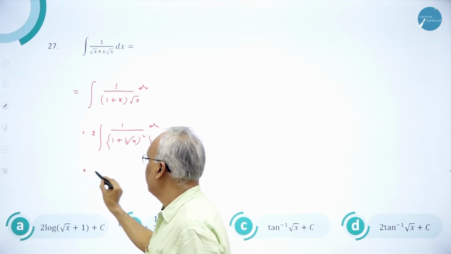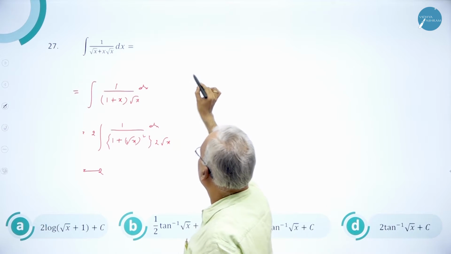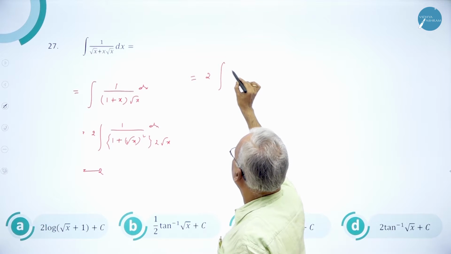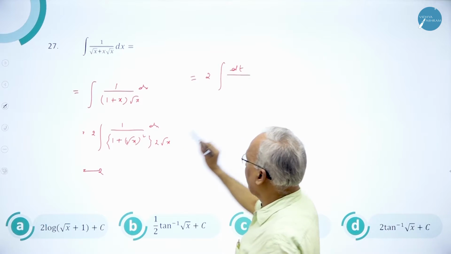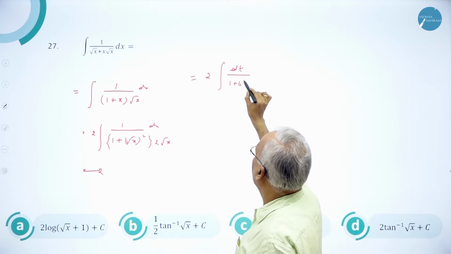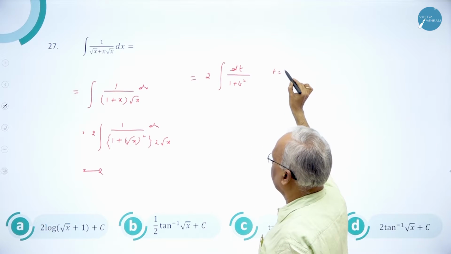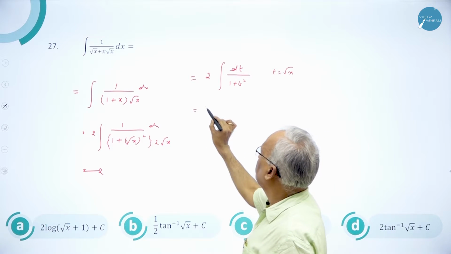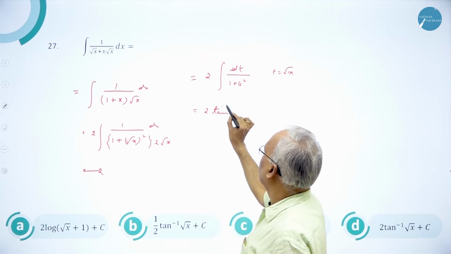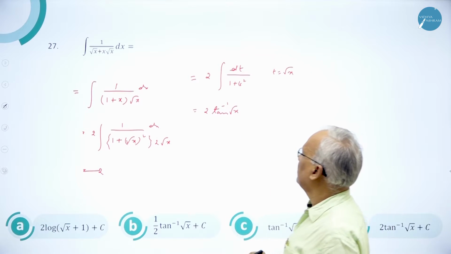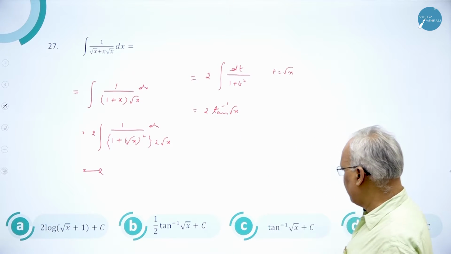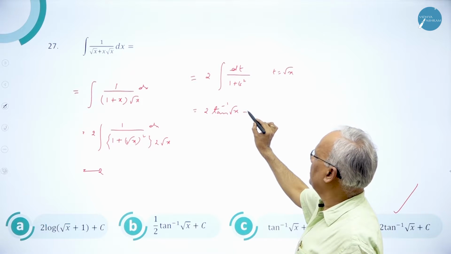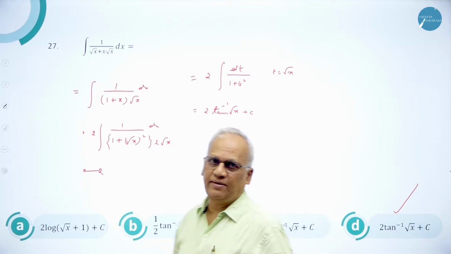So this integral becomes 2 into integral dt divided by 1 plus t squared, where we have taken t equal to square root of x. That's the substitution. So which is equal to 2 into tan inverse of root x, 2 tan inverse root x plus c. Answer is this, plus c, that is the answer.